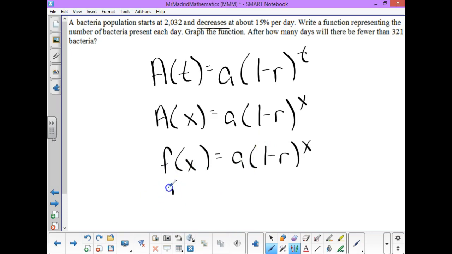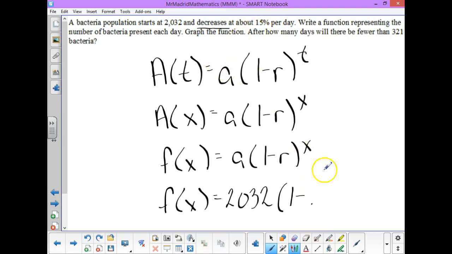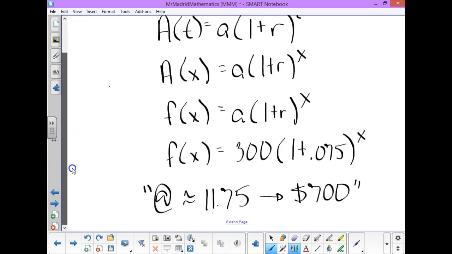So f of x equals our initial amount. In this case we've got 2032. We next have 1 minus, what is it, the 15%, so we'll put 0.15 to the x. Let me just look at the previous problem.